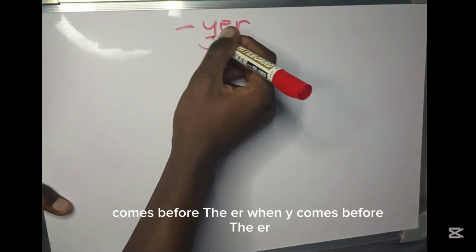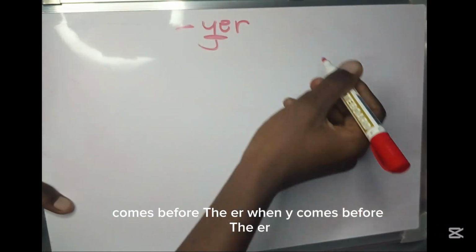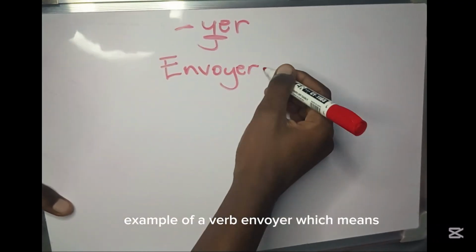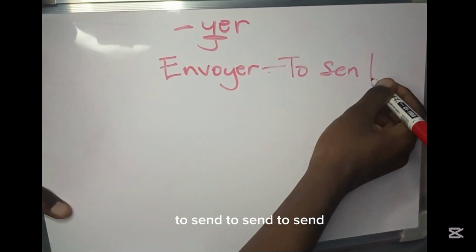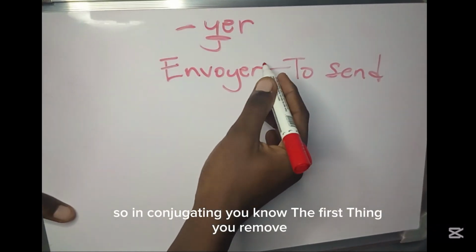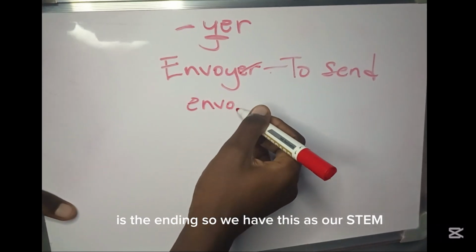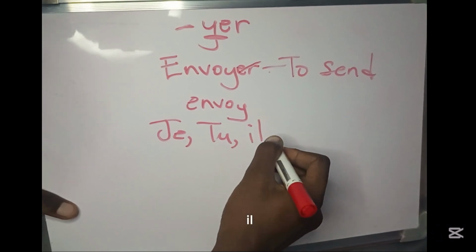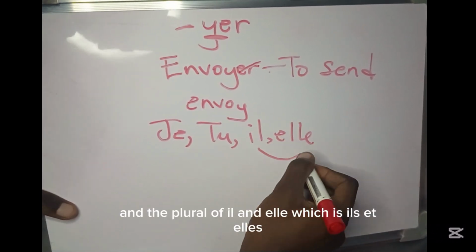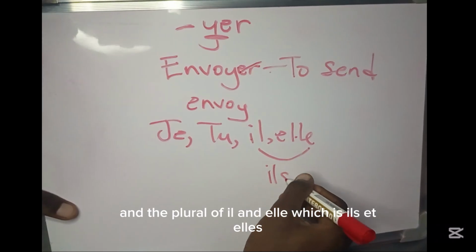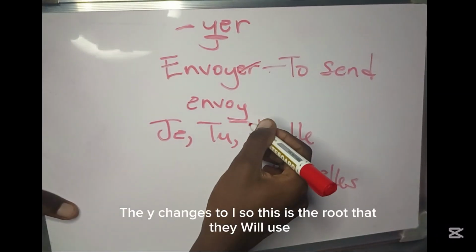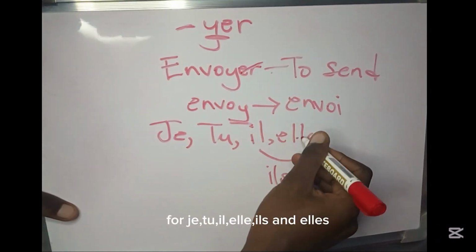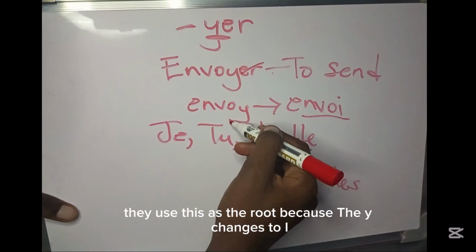When Y comes before the ER, for example in the verb envoyer. Envoyer means to send. So in conjugating, the first thing you remove is the ending, so we have this as our stem. Now, in je, tu, il, elle, and the plural of il and elle, which is ils and elles, the Y changes to I. So this is the root that they will use, because the Y changes to I.